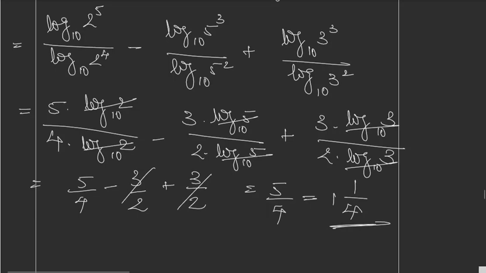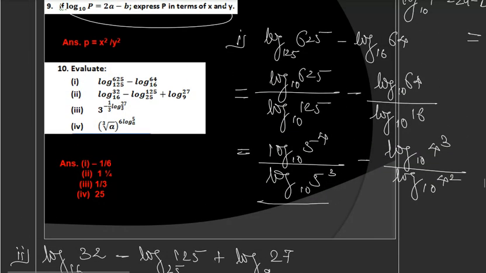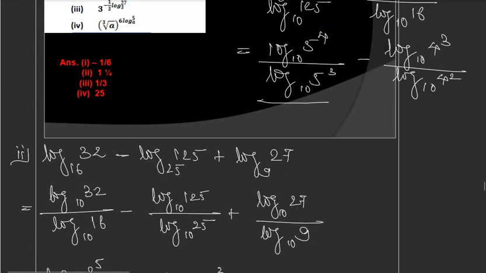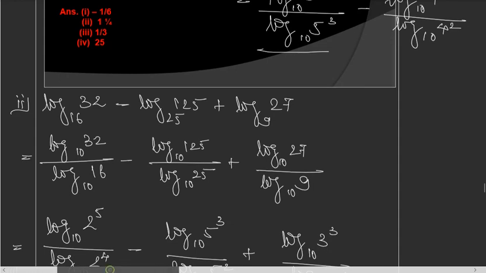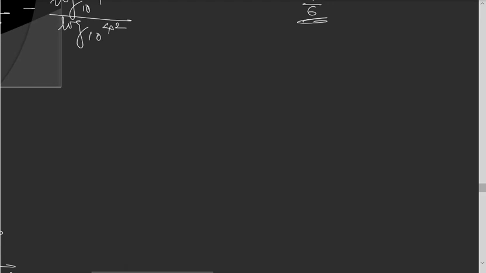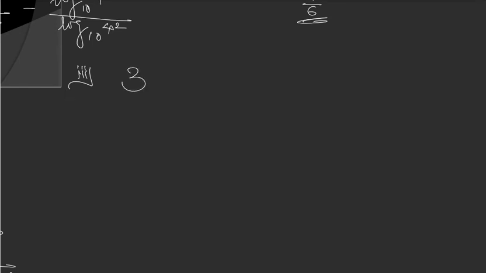Right, so this was your question number 2. Let's do question number 3. Okay, we are going to do it over here. So question number 3, what does it say? Evaluate. Okay, you have to find the value of 3 raised to minus 1 by 3 into log of 27 to the base 3.